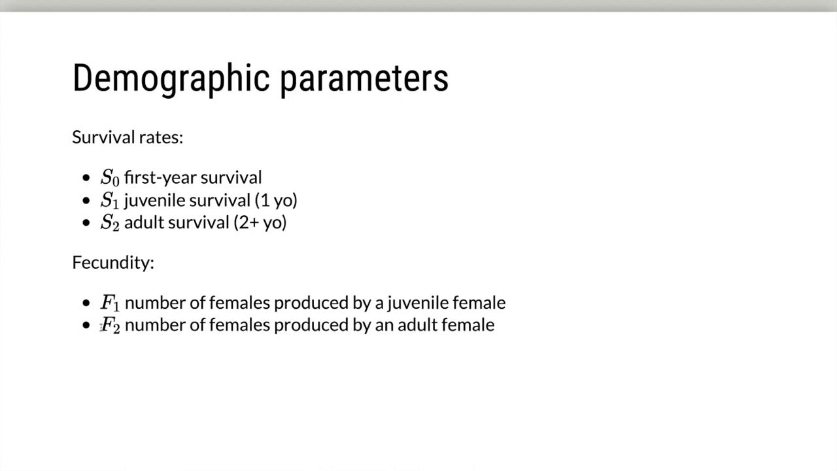So the number of females produced by a juvenile female is F1, and F2 is the number of females produced by an adult female. Okay, so juvenile and adult don't have the same fecundity rate, and first year birds have a fecundity of zero. Before 1 year old, they don't reproduce.